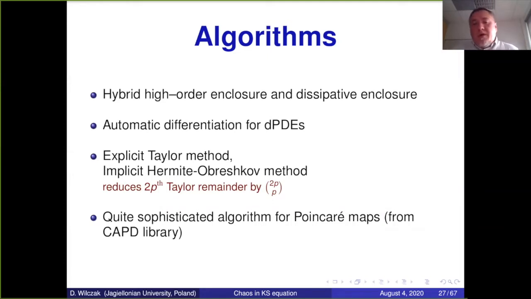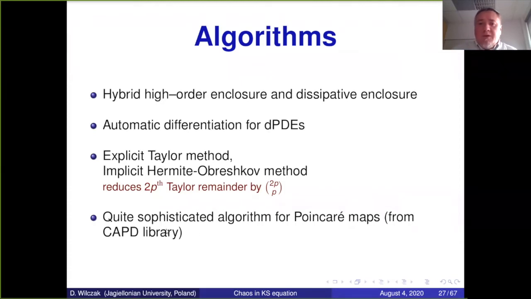And I would like also to emphasize that this Hermite-Obreshkov method has very small remainder in comparison to Taylor method. This is the scaling factor. So if the Taylor method is of order 20, that means that the Hermite-Obreshkov method has the remainder the same as Taylor, but divided by 20 by 10. So this is just like 1 million, for instance.